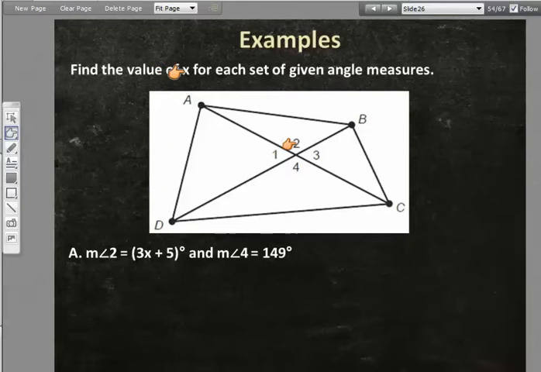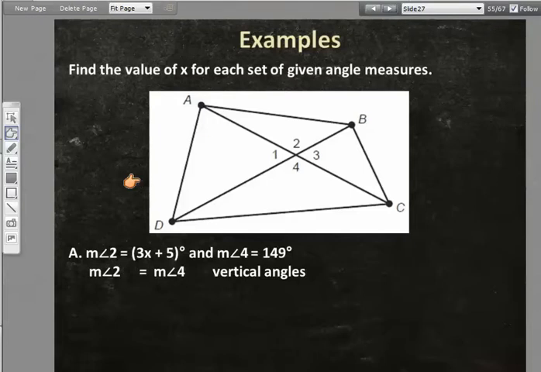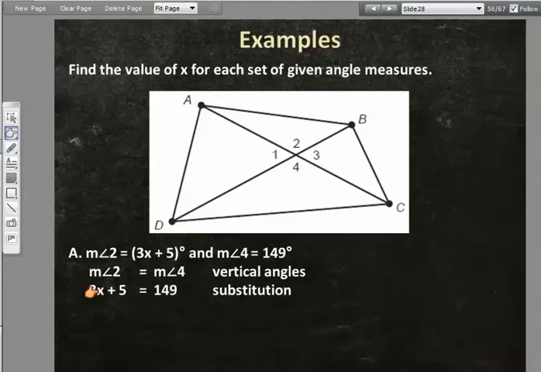All right? But they want us to solve for x. So you say, well, Ms. Poor, how would I set that up as an equation? There we go. The measure of angle 2 equals the measure of angle 4, and I know this because they're vertical angles. So what I'm going to do next is a little substitution. I'm going to substitute measure angle 2 with 3x plus 5, substitute the measure angle 4 with 149. And see, this right here is called an algebraic proof. It's a two-column proof. Okay?